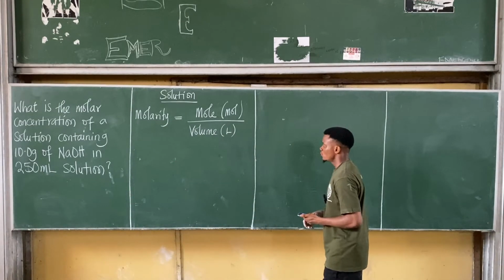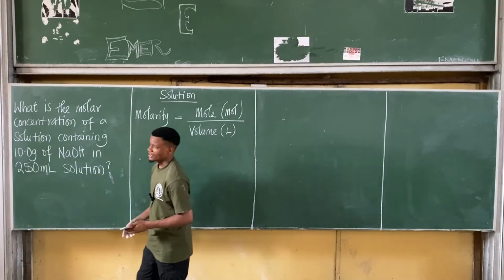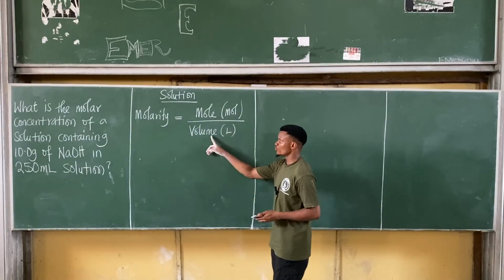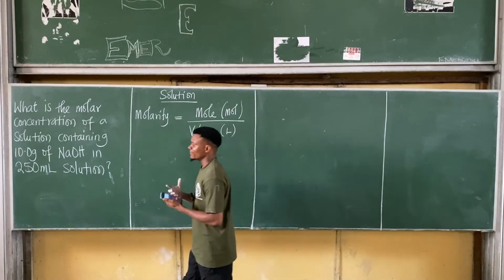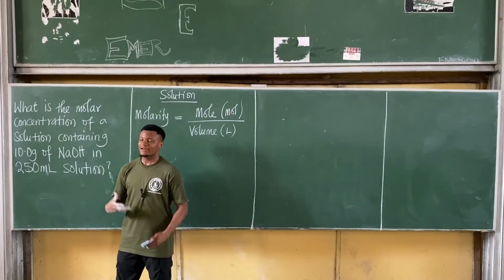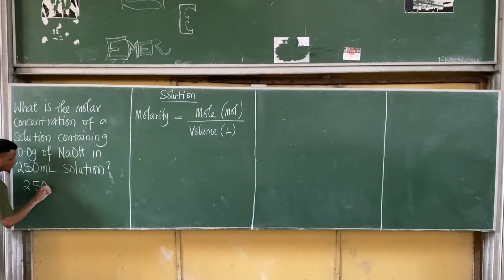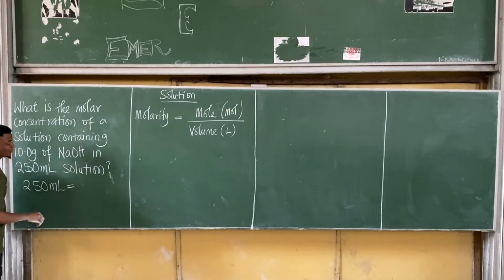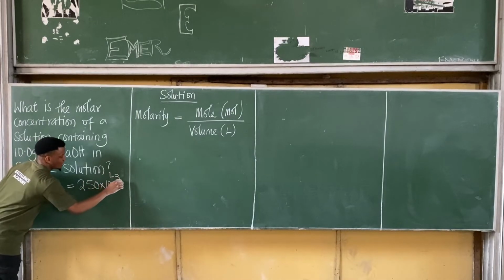If that's so, let's see what we have. We've been given the volume as 250 milliliters. Now observe that in molarity, volume is in liters, not milliliters. It means that if I'm given volume in milliliters, I would have to convert to liters. How do you convert? 250 milliliter is equal to, the word milli means 10 to the power minus 3. So that becomes 250 times 10 to the power minus 3 in liter.